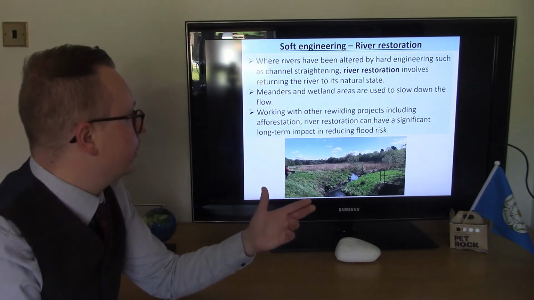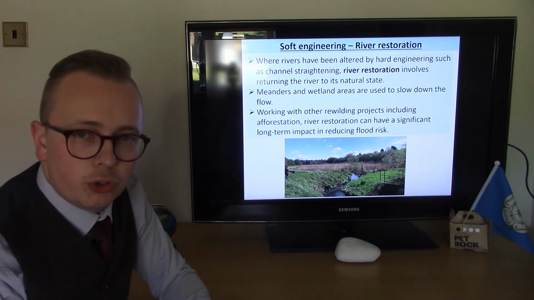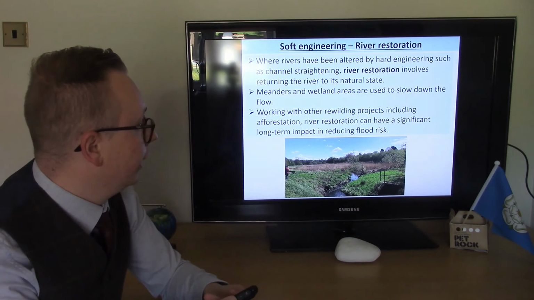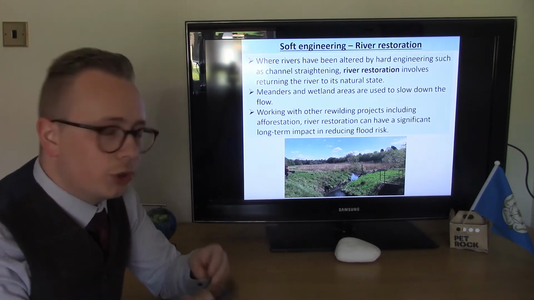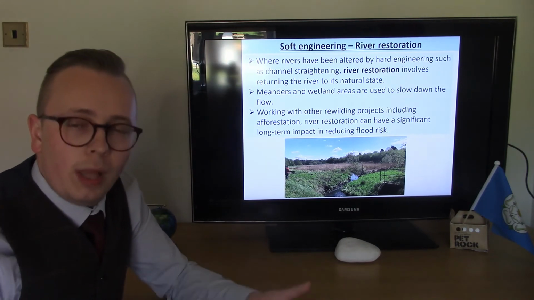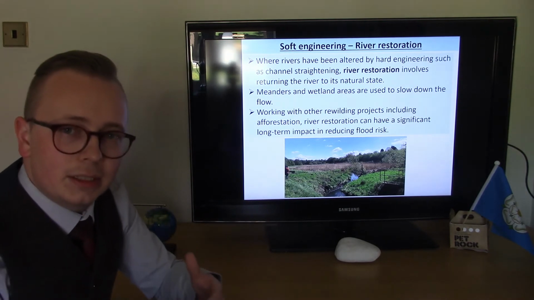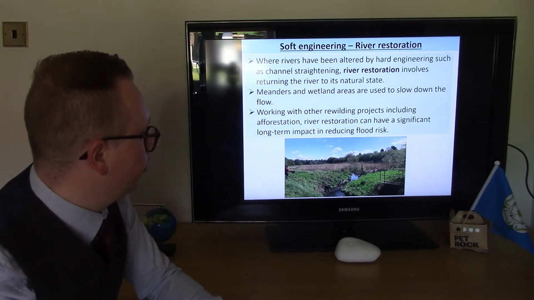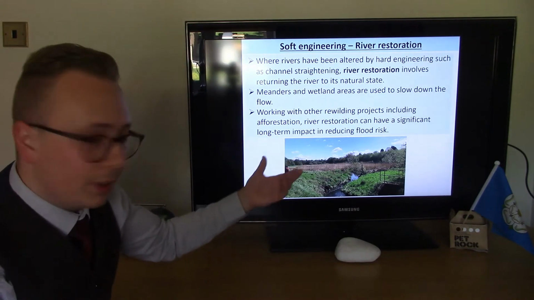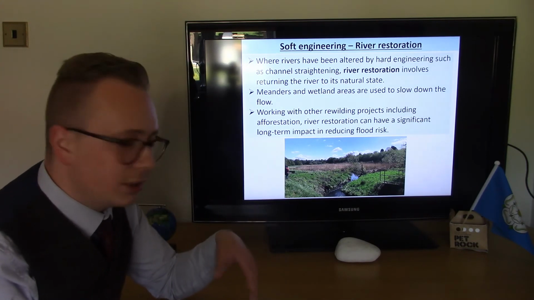Then we've got river restoration. This involves reversing the work done by a lot of hard engineering strategies. As I said, this is becoming an increasingly popular approach, soft engineering. River restoration involves returning rivers to a more natural state, putting the meander bends back in, allowing the wetlands to develop, to slow down the flow of water, holding the water back in the landscape before it reaches those more vulnerable areas. And working alongside other rewilding projects, including the replanting of trees, afforestation, it can have significant long-term impacts in reducing flood risk.